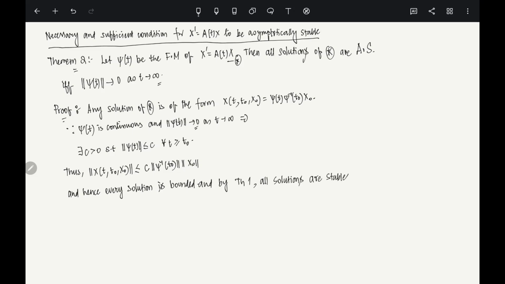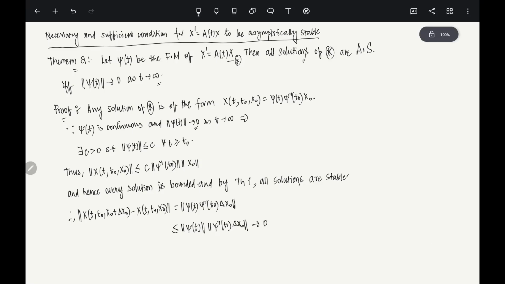Okay. Now what happens now? So again we have to show that it goes to 0, right? The difference. So you see, norm of x of t, t naught, x naught plus delta x naught minus x of t, t naught, x naught, this difference is nothing but phi of t, phi inverse t naught times delta x naught, right? Now this is again bounded by phi of t, phi inverse of t naught, delta x naught here, and you see this goes to 0 as t tends to infinity.